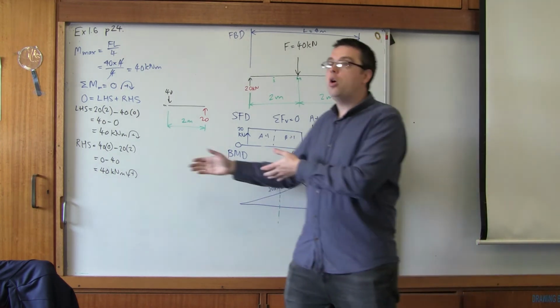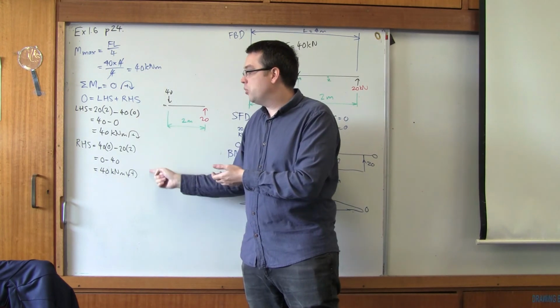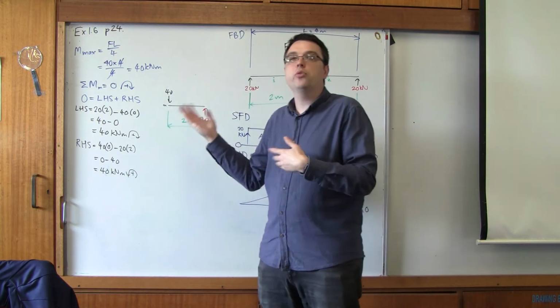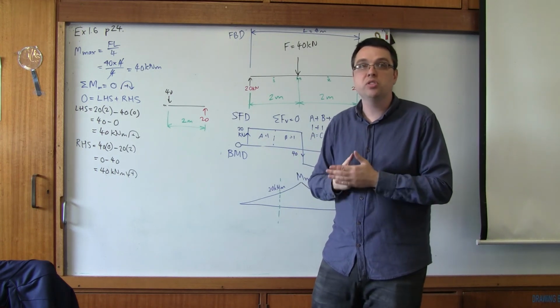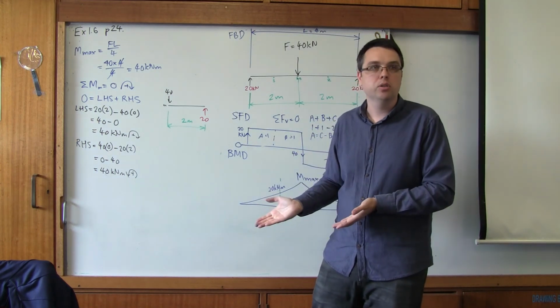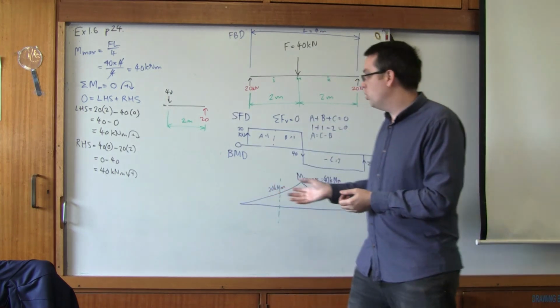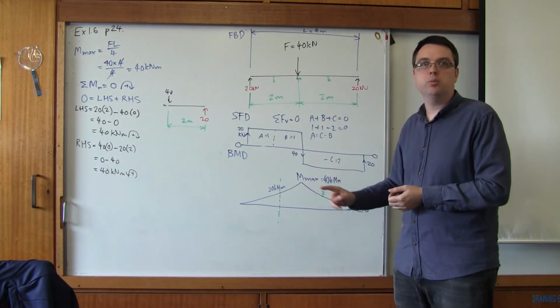And you can say, oh, but it's always equal to 0. 40 minus 40 equals 0. Yes, our job is to make sure it equals 0, because if it doesn't equal 0, someone is going to get killed. That's our job, to make sure that we design for this maximum bending moment.